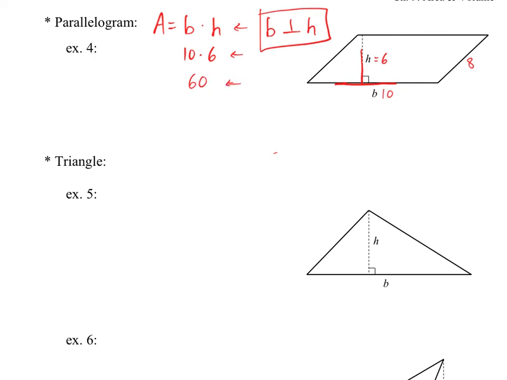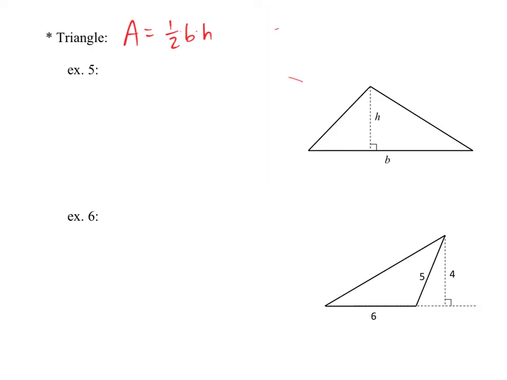And I'll keep going then. So triangle is 1/2 lowercase b times lowercase h. So 1/2 base times height. So we have that there. I'm going to skip example 5. But if we go to example 6, all right, I'm going to start by writing my equation. That's what I'm trying to get you to do. So A equals 1/2 base times height.